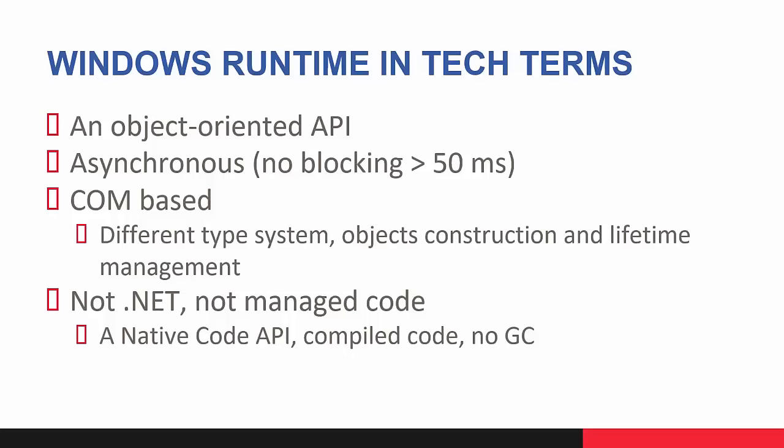Now notice this is not a .NET API, it's not managed code, it's native code. So when you're calling WinRT from a Delphi or C++ Builder application, you are making a direct native to native call. If you're calling WinRT from a .NET application, you have to go through the marshalling layer.